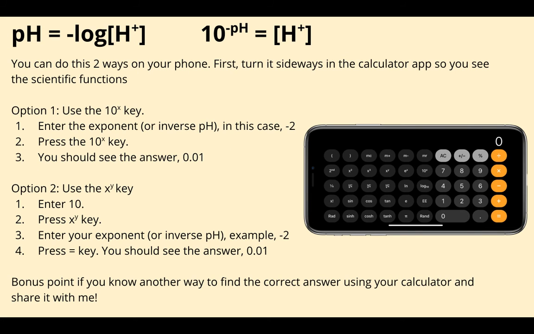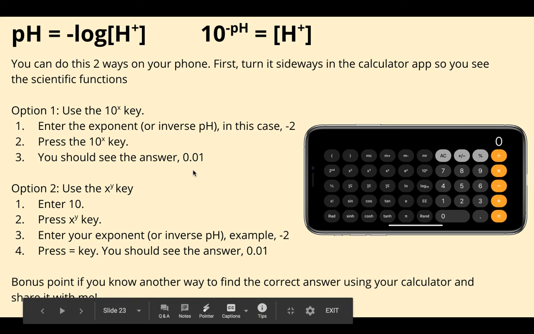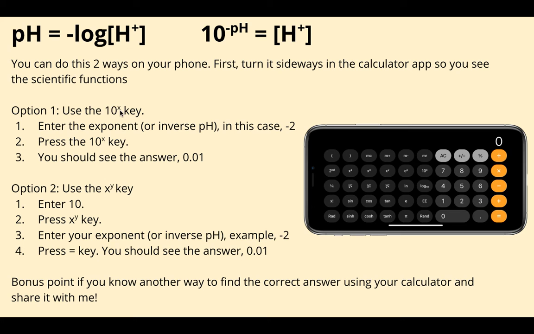I'll put this on my MCPS so you have time to interact with it. But basically, if you turn your calculator or your phone sideways in calculator mode, you'll get the scientific calculator, which is what you need if you want to be working with exponents. And in this case, we do. I figured out 2 ways to do it. If you can figure out a third, let me know so I can write that down.